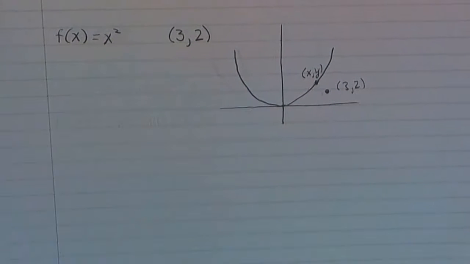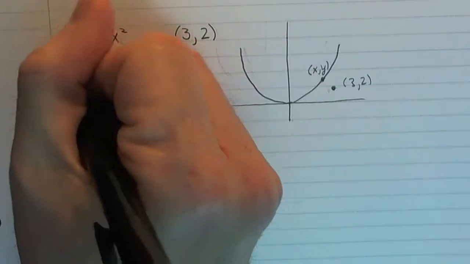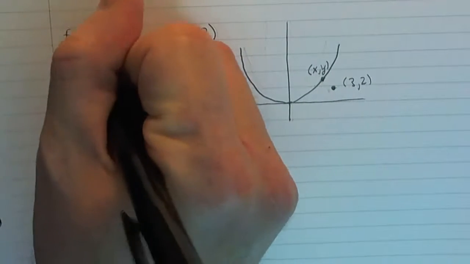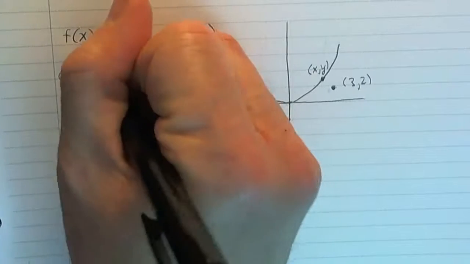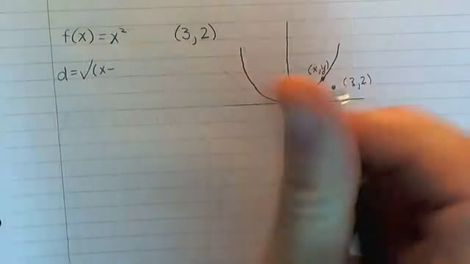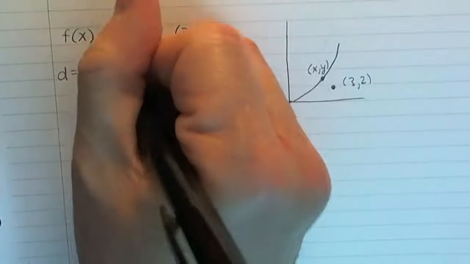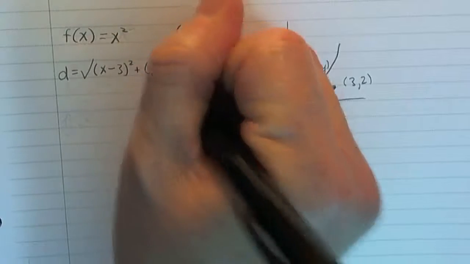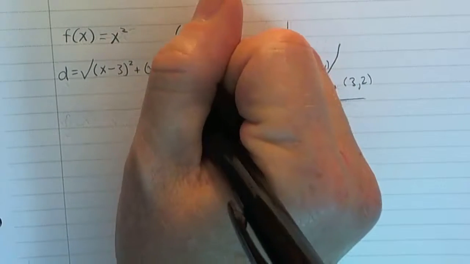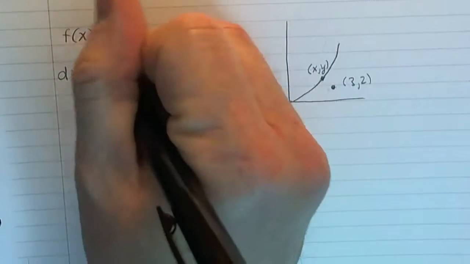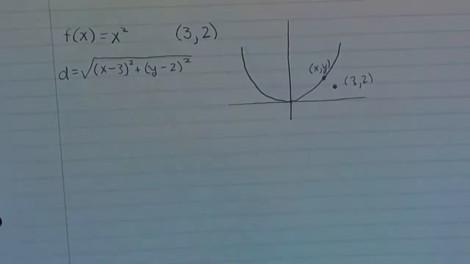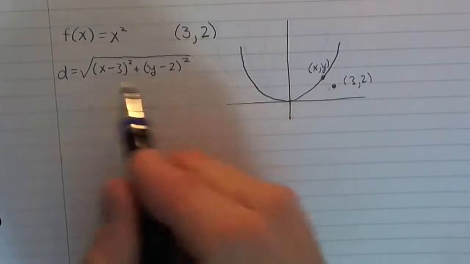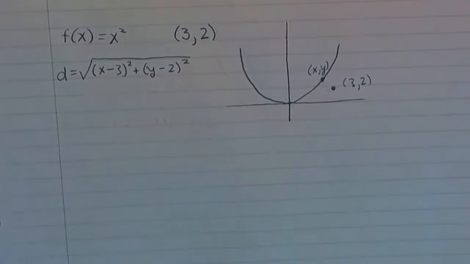Well, we're dealing with distance. So the distance formula, remember, is the square root of the difference of the x's, the x on this curve minus this x, plus the y on this curve minus the y. There. That is the distance. What we want to do is find the minimum value of that.